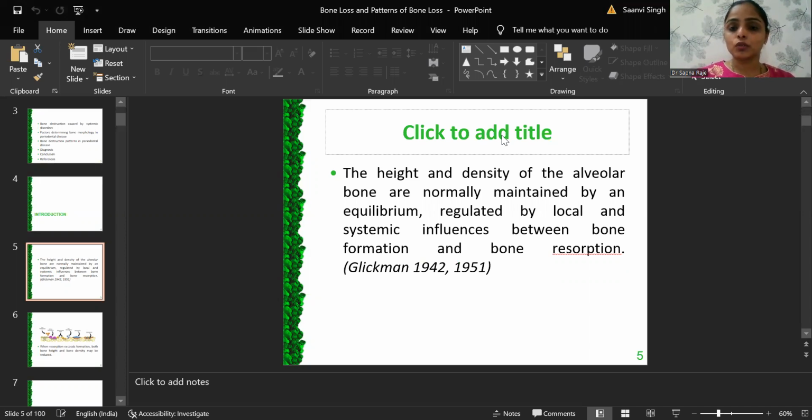If only bone resorption takes place, then there will be destruction of the bone and there will be loss of bone. And if the bone formation takes place, then what happens? There is a greater amount of deposition of the bone, and that may lead to exostosis and such kinds of conditions.